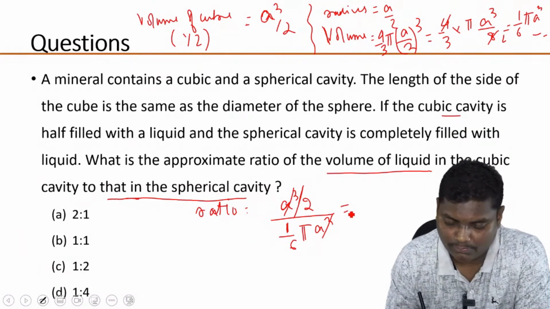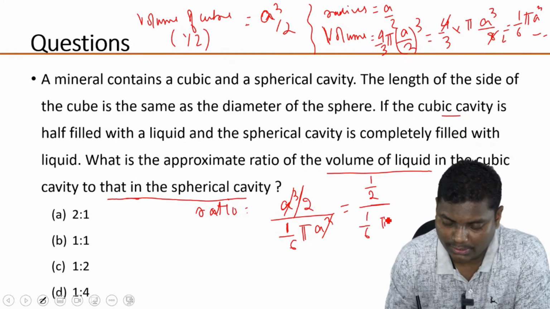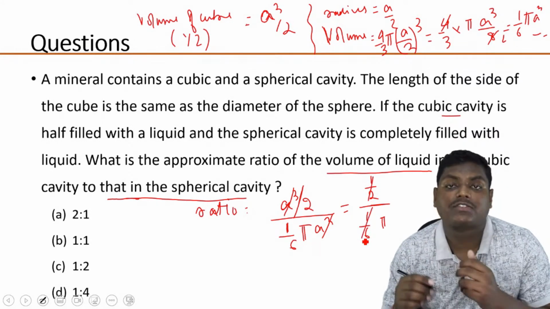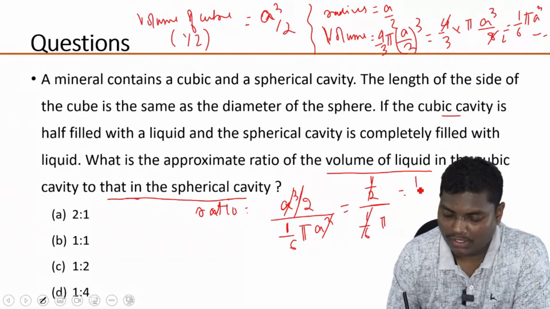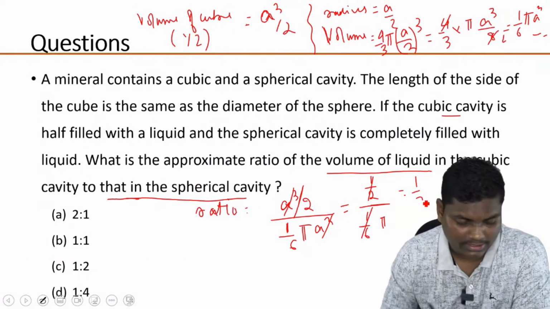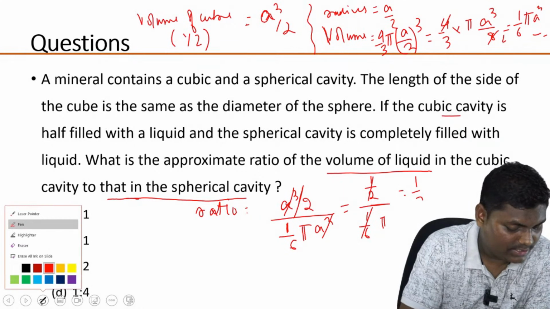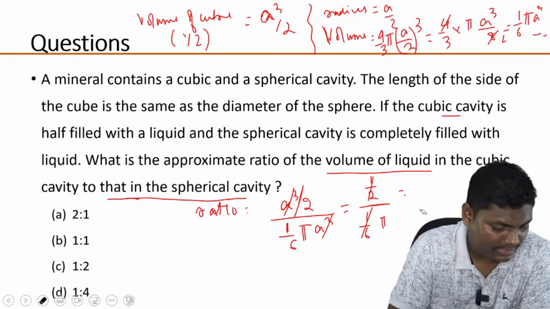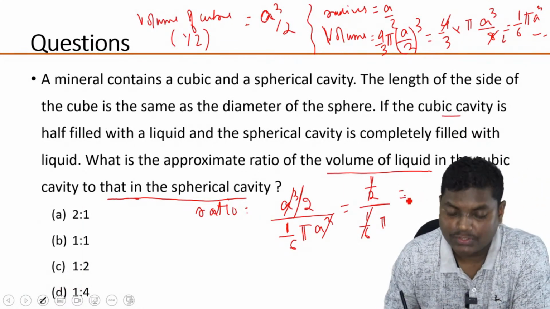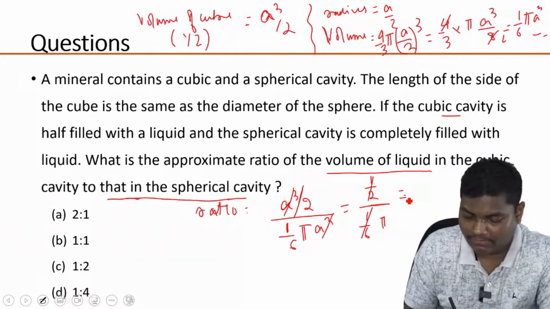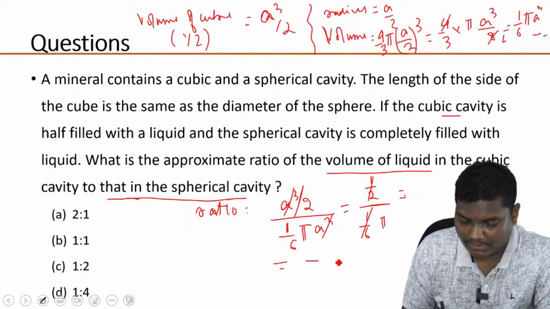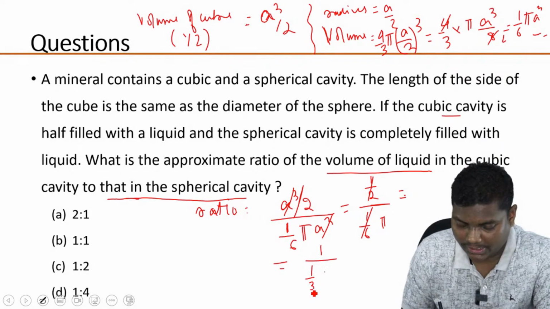So basically up we are having 1 upon 2. Here we are having 1 upon 6 pi. So basically 1 upon 2 and 1 upon 6 will cancel out. We'll be getting 1 upon 3. I'll just erase it here. So if we solve this, is it visible? Yes. If we solve this, it will be 1 upon 3 pi.